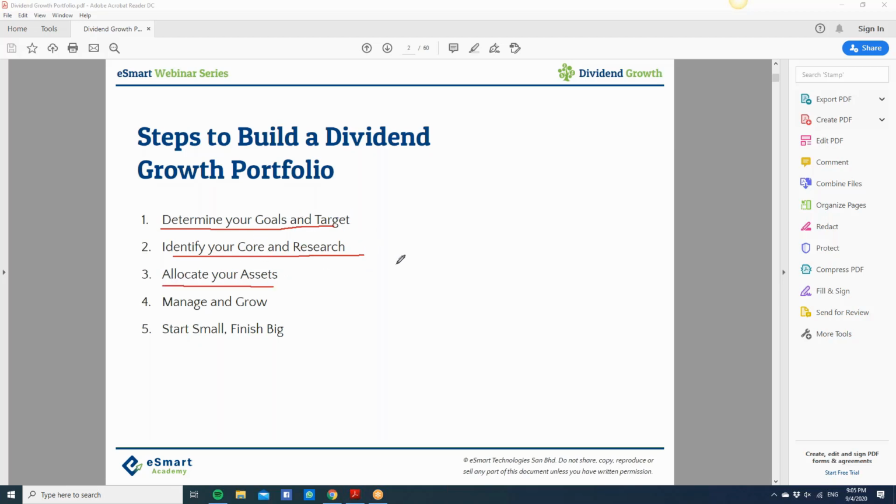Then today we'll spend some time to talk about allocation of assets. This is important in investing, because if you have a pool of capital, you need to understand how you are going to deploy it, how you are going to allocate that capital into the different sectors and different portfolios. We'll talk about strategies of managing it and how you can grow your account. Last but not least, of course, everyone starts small, but we all want to finish big. This is about the mentality of a dividend investor, which I'll spend some time talking about at the end of this webinar.